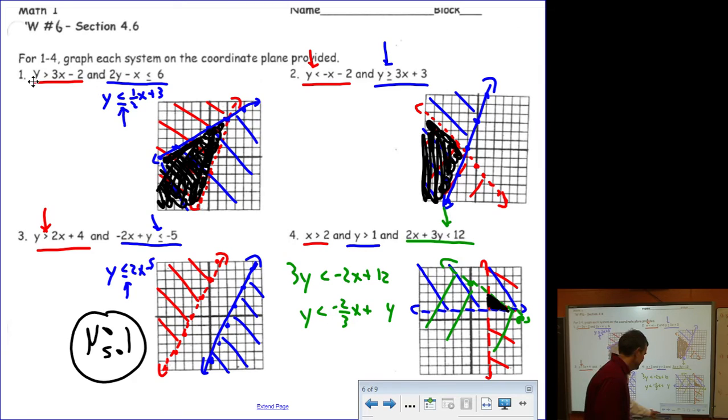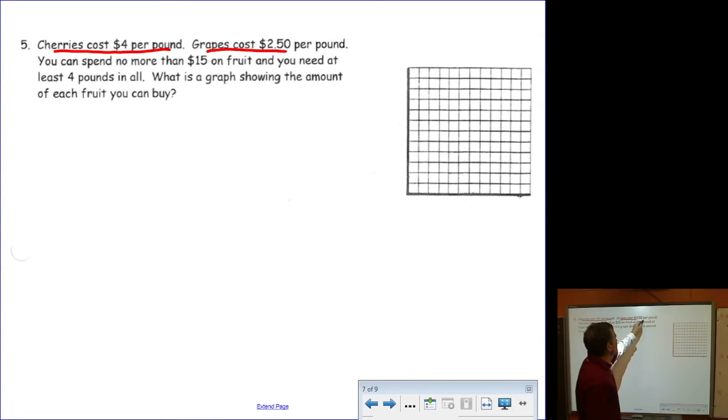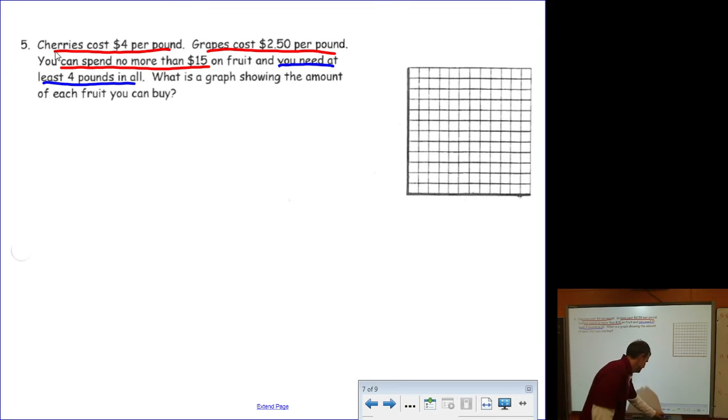All right, now we have a big graph. These story problems. It says cherries cost $4 per pound, and grapes cost $2.50 per pound, and I can spend no more than $15. It also says I need at least 4 pounds in all.